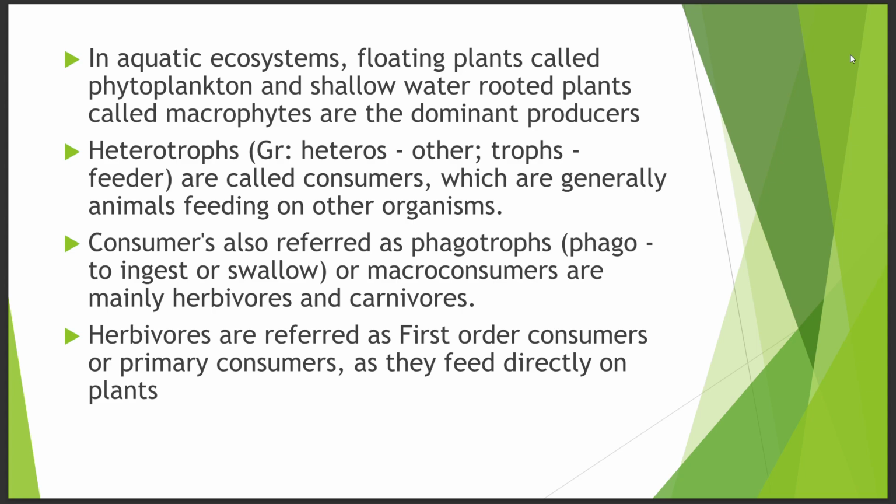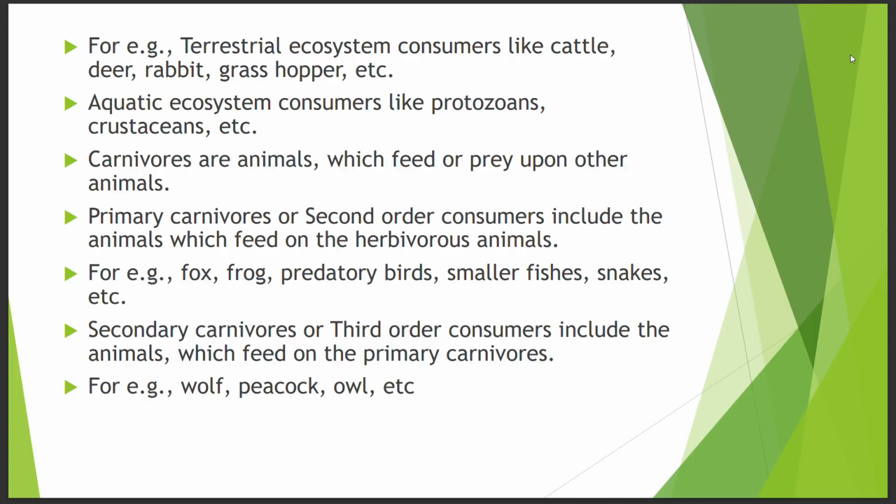Then we have herbivores. The consumers are divided into herbivores, carnivores, then top carnivores and everything. Herbivores mean the first order consumers or primary consumers. They feed directly on plants like cow, goat, grasshopper, rabbit, deer, everything. That is in a terrestrial ecosystem, and in an aquatic ecosystem we have protozoans and crustaceans as herbivores.